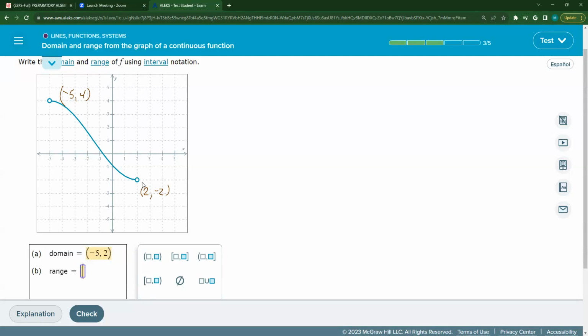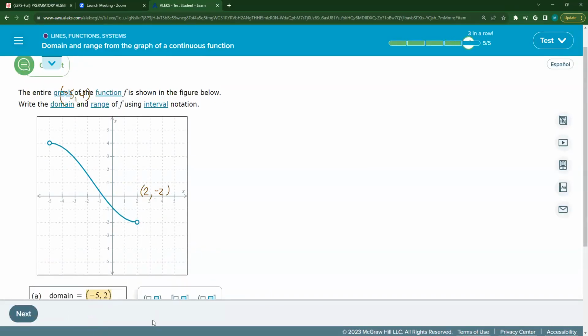And then my range goes from my lowest point, which is at -2, to my highest point, which goes to 4. They're both open circles, so rounded parentheses, -2 to 4. Check my answer, and we are good with this topic.